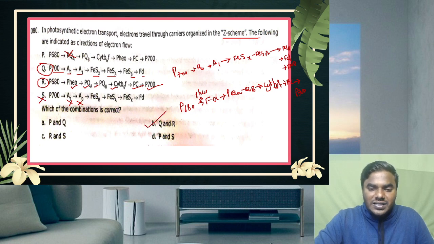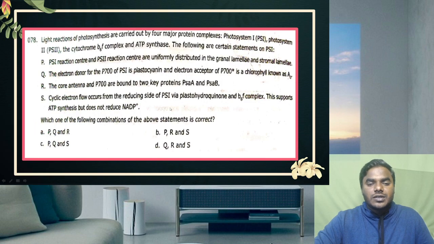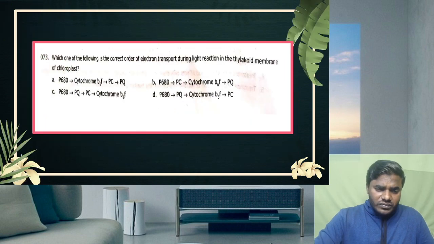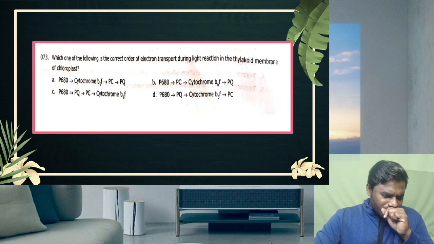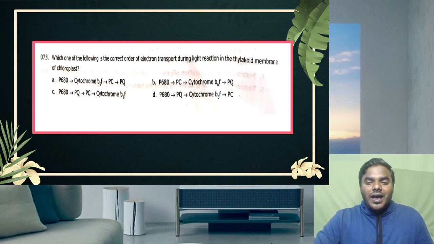Then what is the correct answer? Here the correct answer will be B. Do not forget that. Now look into this particular question. Which one of the following is the correct order of electron transport during the light reaction in the thylakoid membrane? Once again, same, right? You know this question. If you know the last electron acceptor is plastocyanin, then even without looking at all the options, you can choose the right answer. Yes or no?